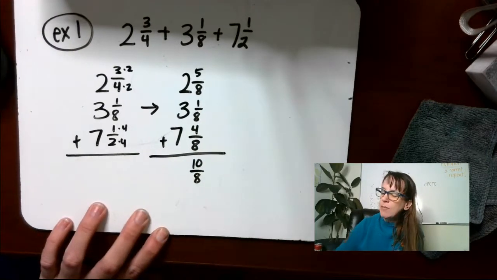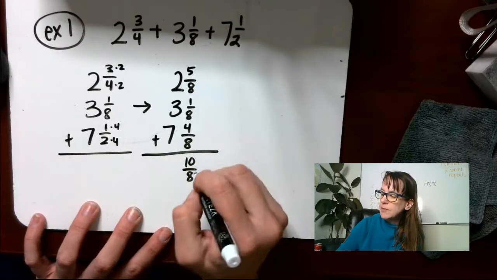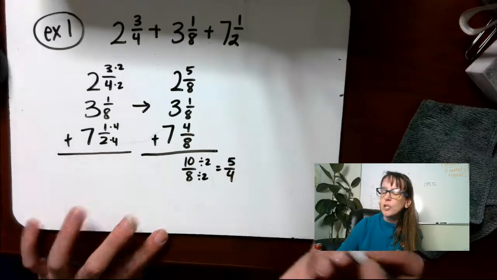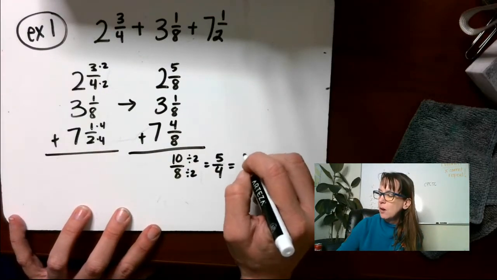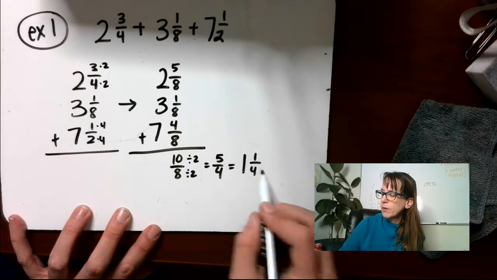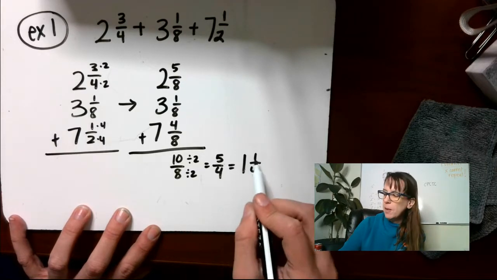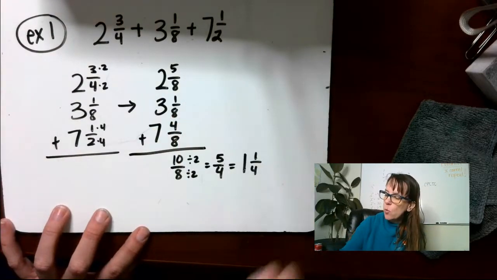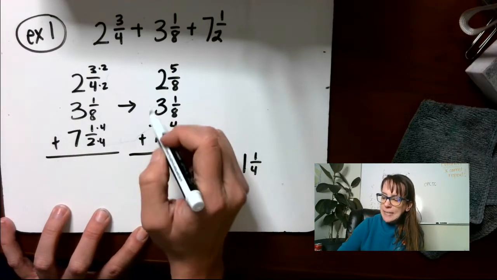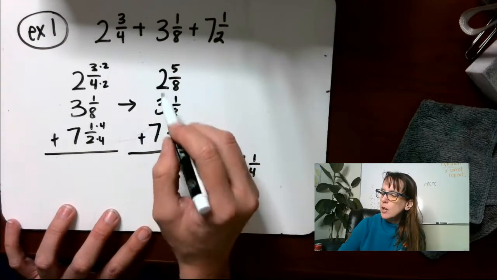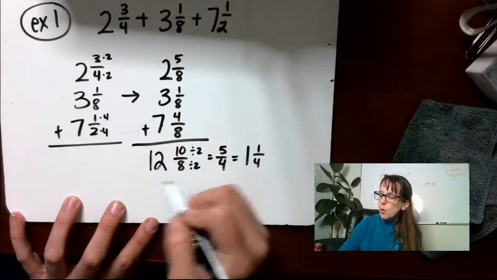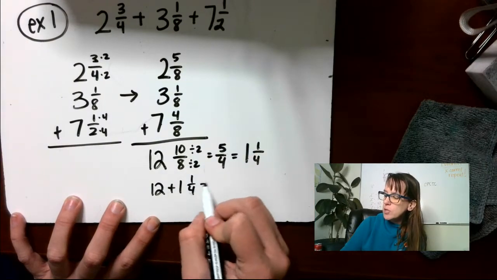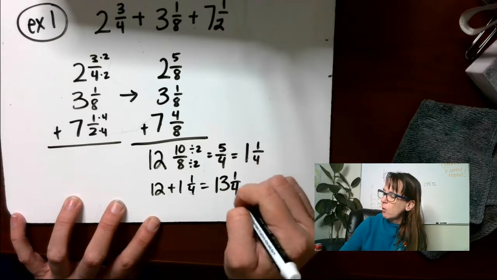10 out of 8. Now, let's first reduce that. If I divide the top by 2 and the bottom by 2, I get 5 over 4. Let's turn that into a mixed number. That's going to be 1 1/4. 4 times 1 is 4, plus 1 gives us 5, and we always keep the same denominator. So all this fraction bit is 1 1/4. Right here, dealing with the whole numbers, those solid numbers, we get 12, right? So what we have is 12 plus all the fraction bits, which are 1 1/4, which equals 13 1/4.